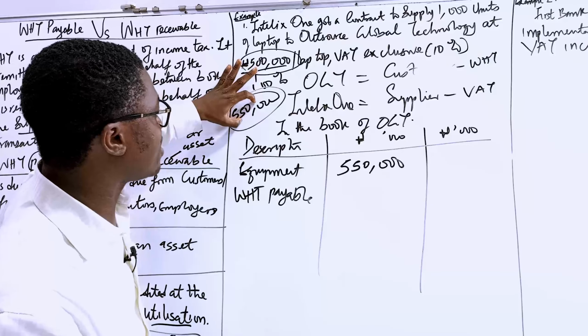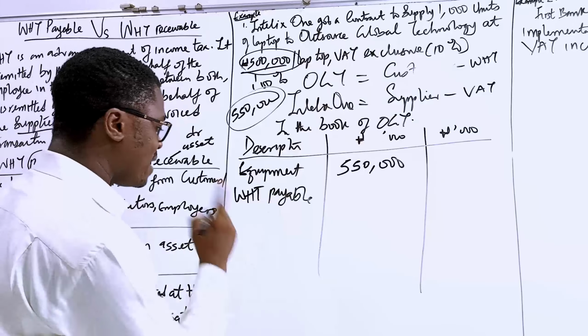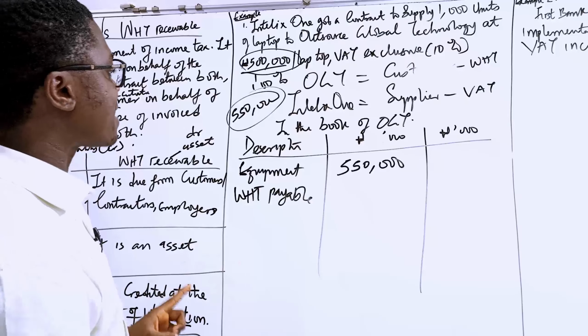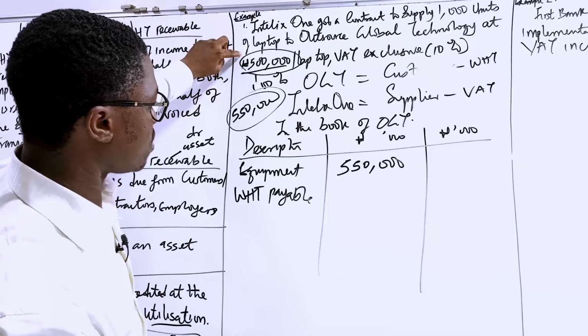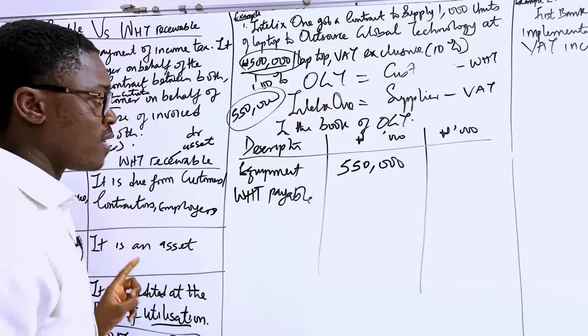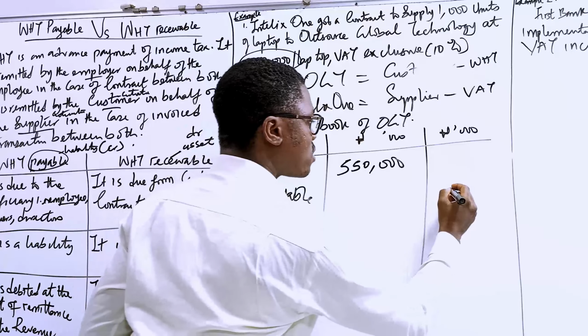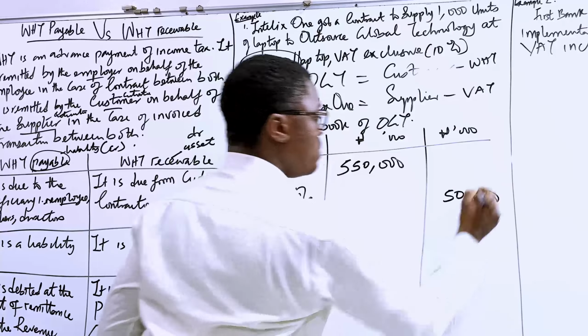So withholding tax will be charged, and what is the formula for withholding tax? This is 10%. That simply means that the 10% in this instance will also be 50 million naira, right? On the contract sum. So we have 50 million here.